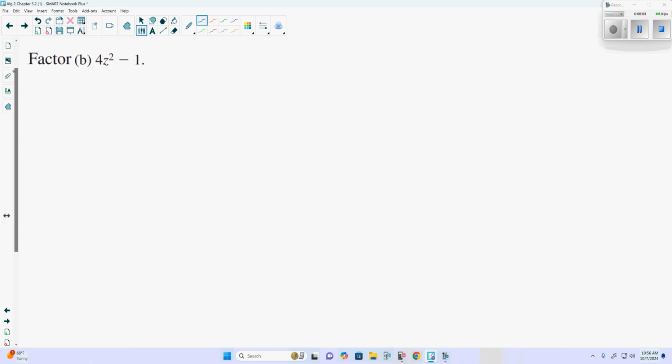4z squared minus 1. If it's a difference of perfect squares, we need to be able to write each term as an expression times itself, or an expression being squared. And we know that it is a difference, so two terms being subtracted. Our first term, we need to determine if it is a perfect square. Now what times itself is 4? 2. What times itself is z squared? Well, z. Because 2z times 2z will indeed be 4z squared. Now what times itself is 1?